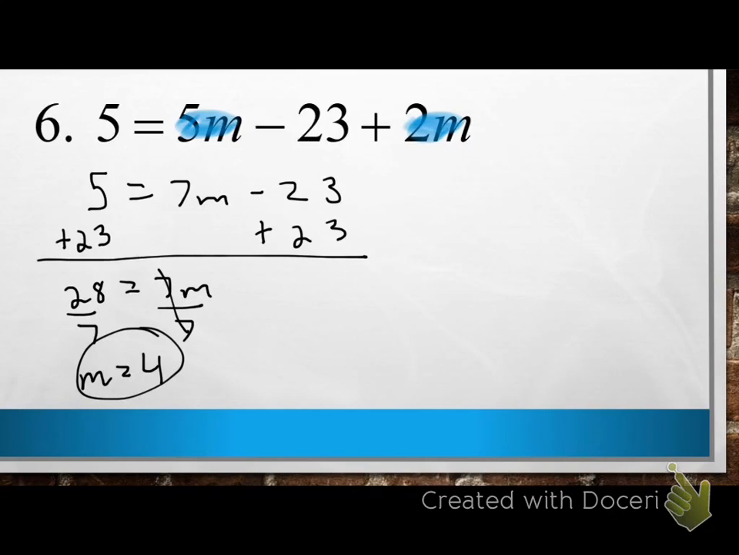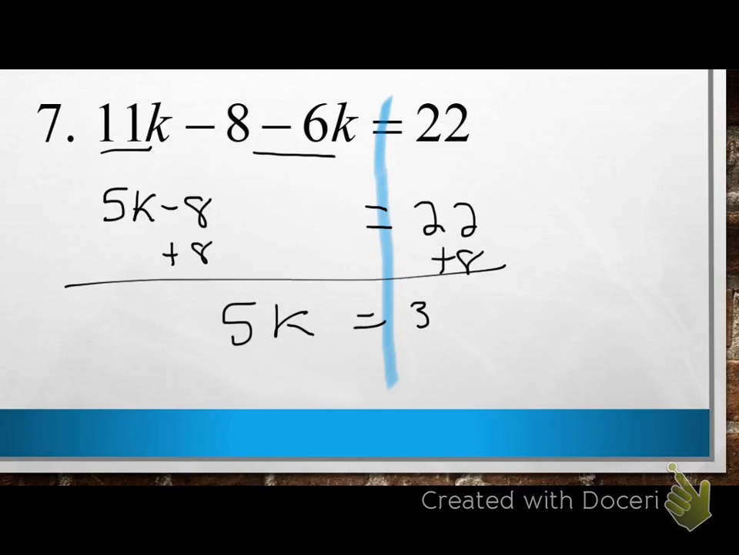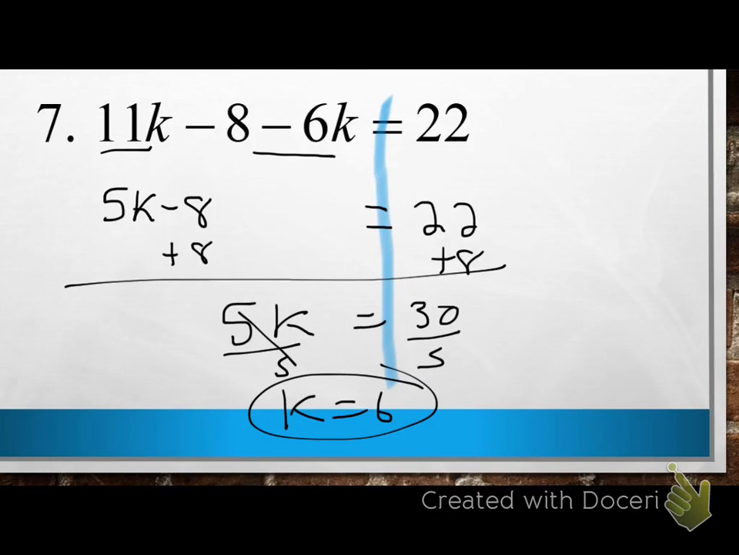Okay, Connor, you had a question or a comment? I'm going to add 8 to both sides. I have 5k equals 30. I'm going to divide by 5. What's 30 divided by 5? 6. K equals 6. Show your steps.